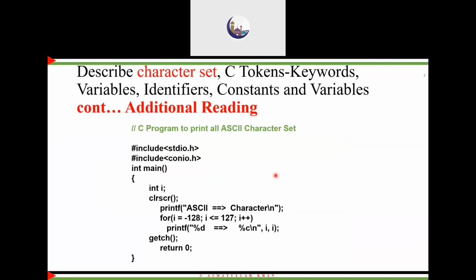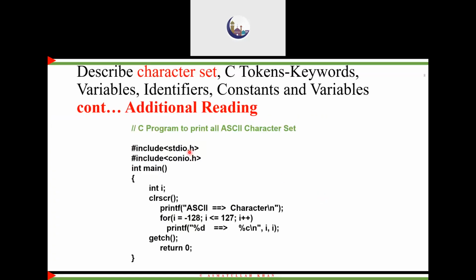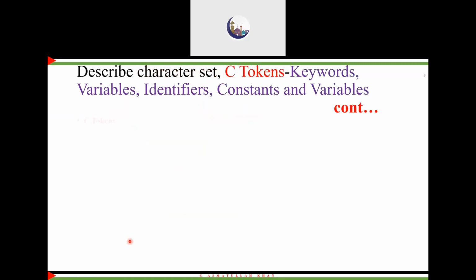Now, just for some additional reading, I have kept here all the character sets along with the ASCII values. If I want to print all the ASCII values that are available using a C program, we can print it. Here I have a sample C program, which we'll discuss in detail later on. We'll come across it. This is again for your internal, additional reading purpose.